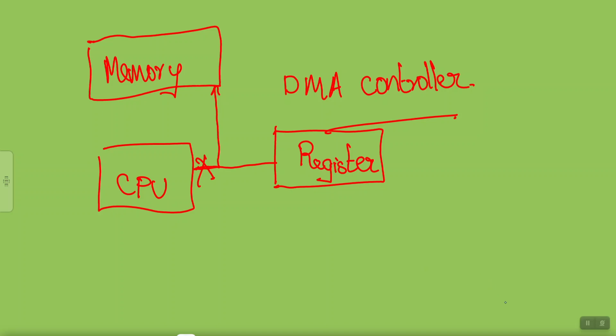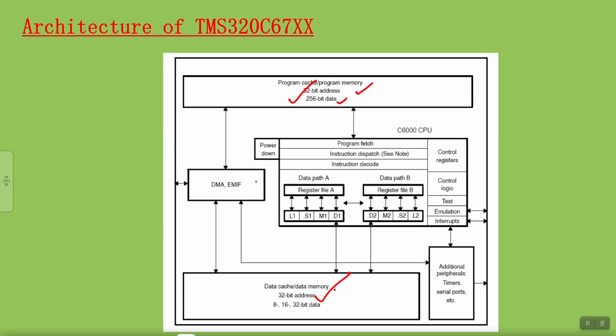In this figure, there is no line between the DMA and the CPU. So using this, we can directly access the contents from the program memory as well as the data memory.